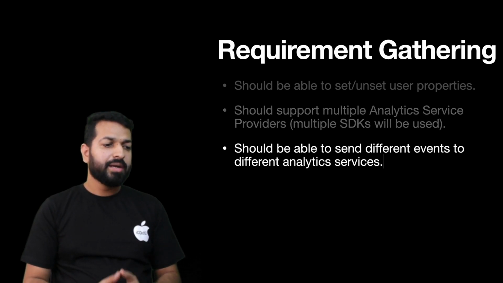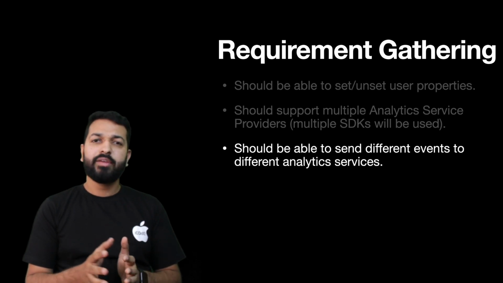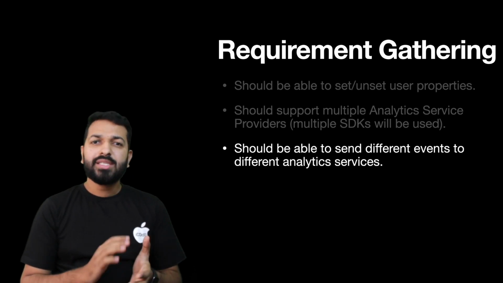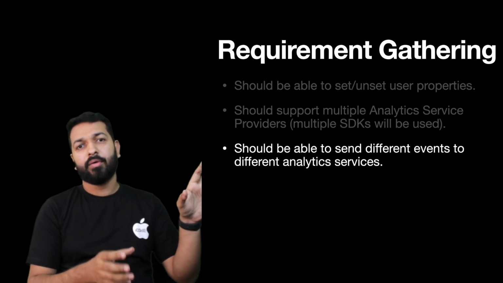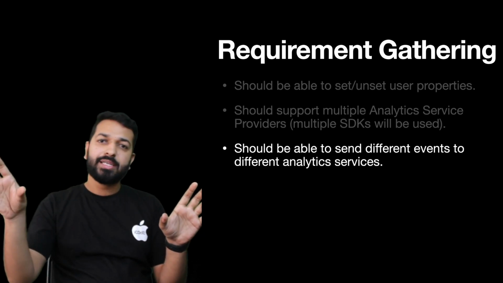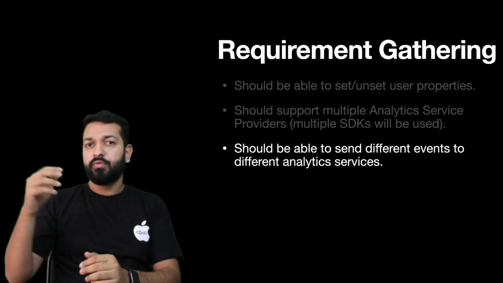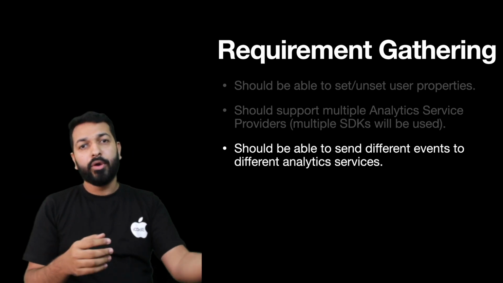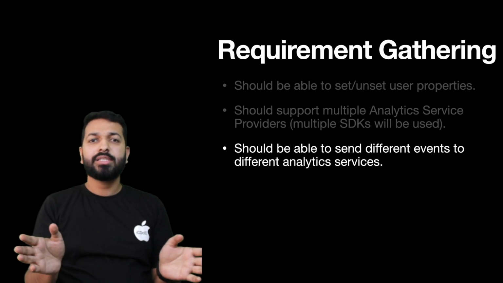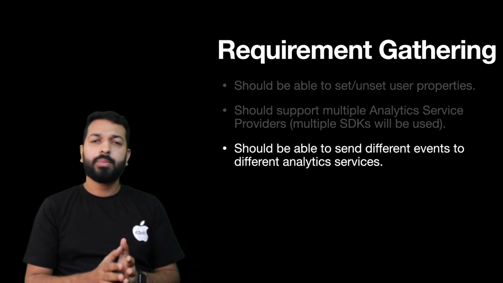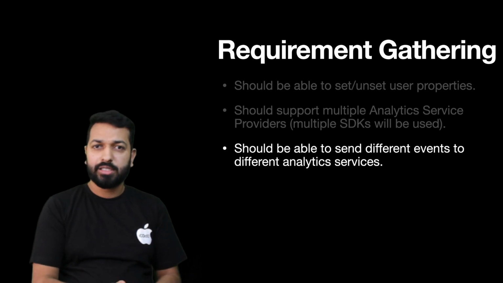The next requirement says that our system should be able to send different events to different analytics services. Now this can happen: the product team can ask you to send certain events to CleverTap which should not be sent to Firebase, let's say, and certain events which should be sent to Firebase which should not be sent to MoEngage, or some event that should be sent to Amplitude which should not be sent to any of the others. So the baseline is that our system should be able to send different events to different analytics services.